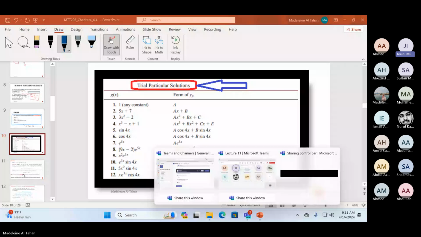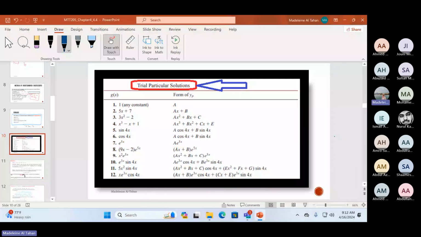y double prime plus y equal 2. Perfect, 2. If we have y double prime plus y equal e power x, then it will be g of x equals e power x. Okay, so g of x is given.